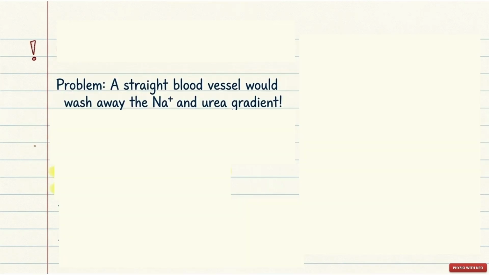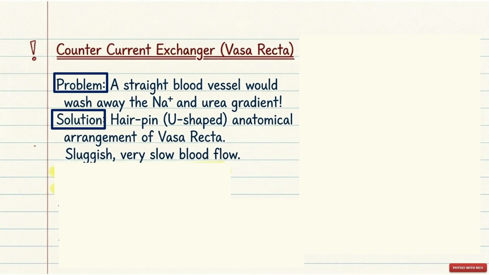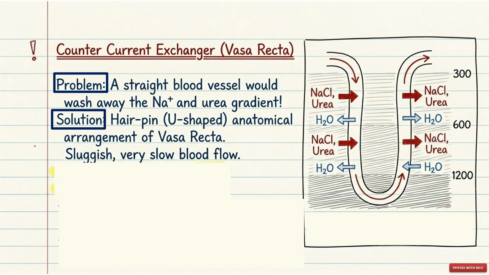There is a problem with this medullary interstitium. That is, if a straight blood vessel passed through it, it would wash away the sodium and urea gradient. And it is solved by forming a hairpin anatomical arrangement of Vasa recti with a sluggish and very slow blood flow. This entire arrangement is called a counter current exchanger. You can draw this diagram of Vasa recti on the right side.